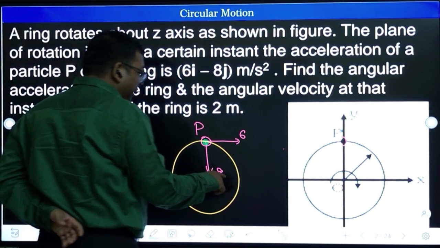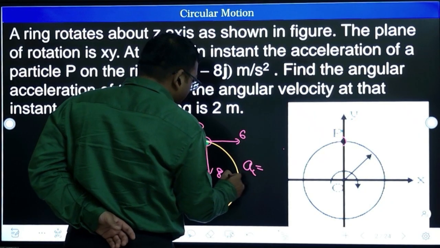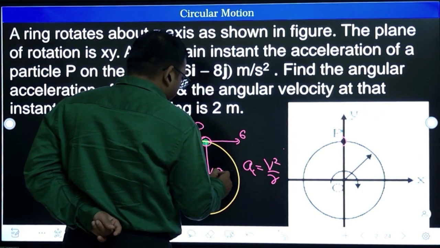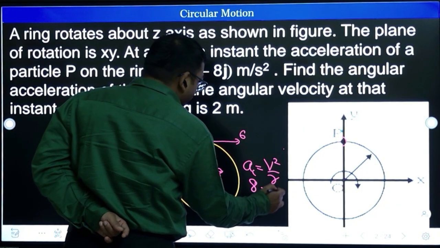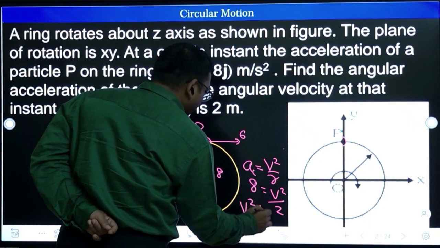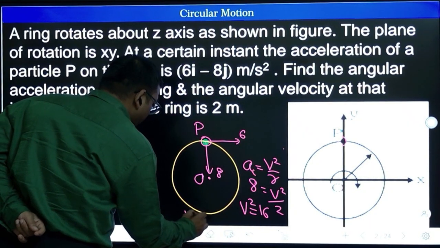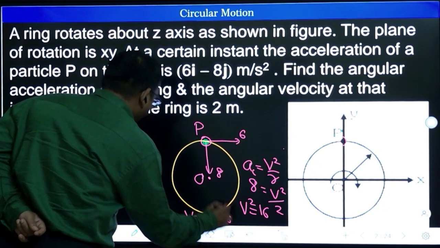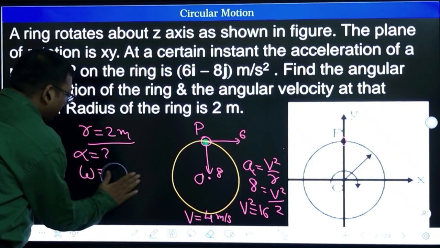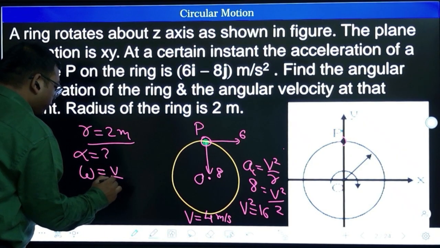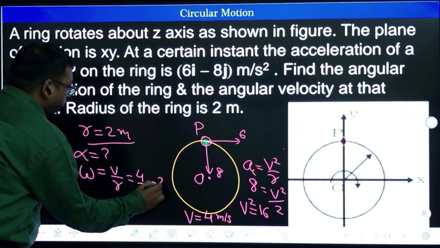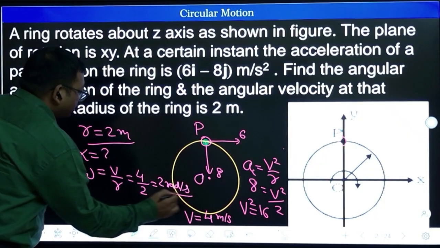So we know the centripetal acceleration, so I think we can start from there. The centripetal acceleration formula is v square by radius. The centripetal acceleration is 8, and the radius is given as 2, so v square becomes 16, so v becomes 4 meter per second. That's the speed we got, but we want omega. Omega is v by r, so v is 4 and radius is 2, so omega becomes 2 radian per second. That's the answer for omega.